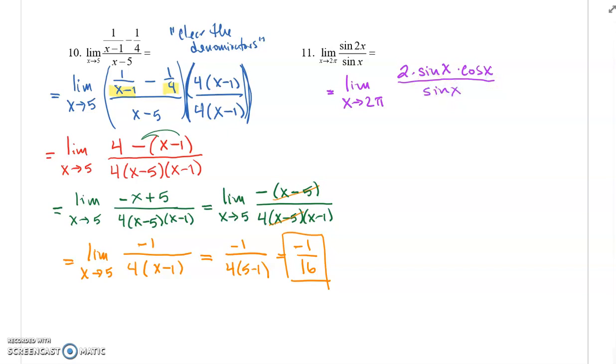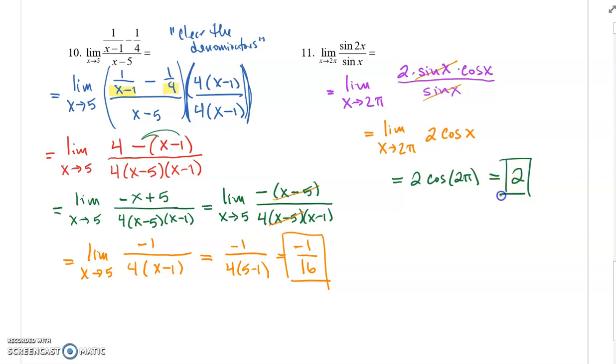All right, so this was just kind of a cute one to remember. See if you remembered that property. And so that's the limit as x approaches 2 pi of 2 cosine x. And now we plug in 2 pi. And so 2 times the cosine of 2 pi. The cosine of 2 pi is 1, so that equals 2.